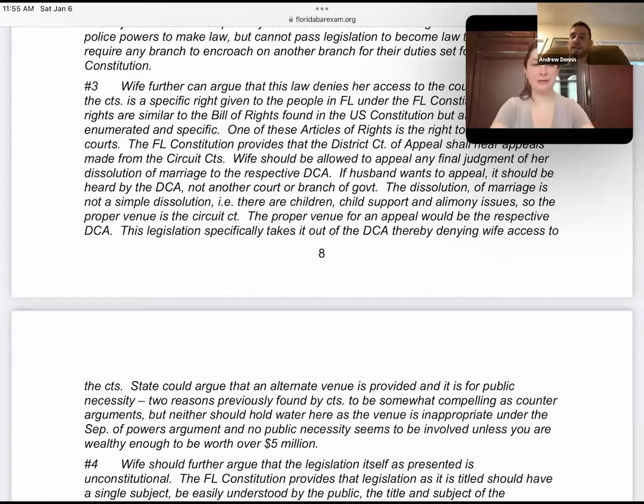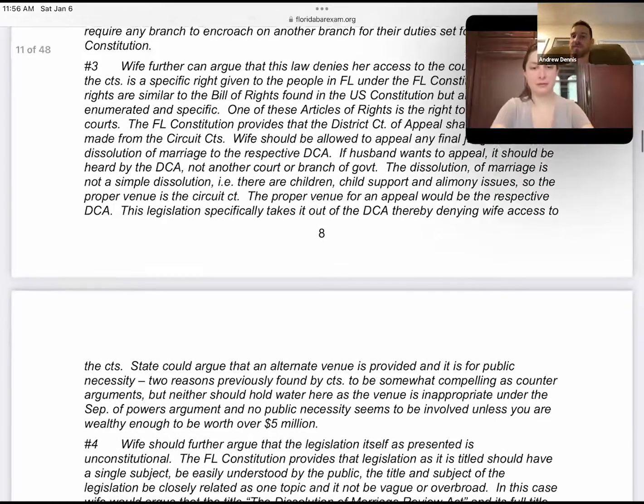These seem somewhat compelling as counter arguments, but neither should hold water here, as the venue is appropriate under the separation of powers argument, and no public necessity seems to be involved unless you are wealthy enough to be worth over $5 million. I kind of like that term, hold water. It's kind of nice. Like, it doesn't hold water. It's not that good of an argument.